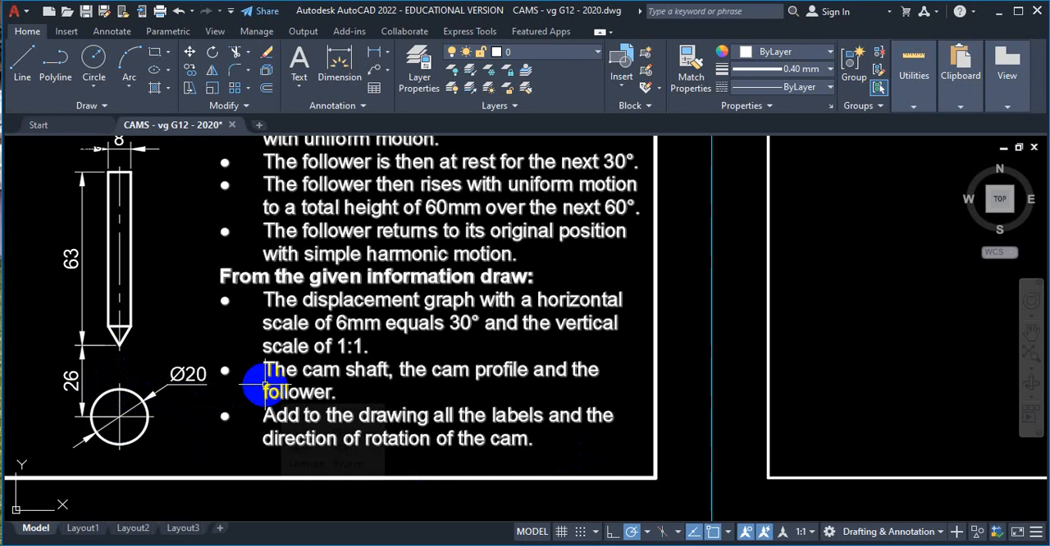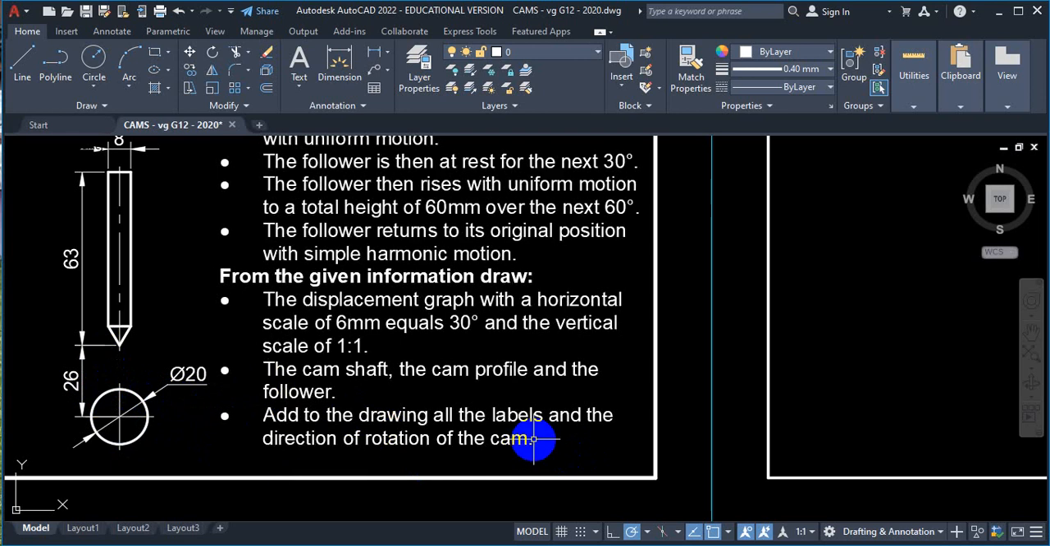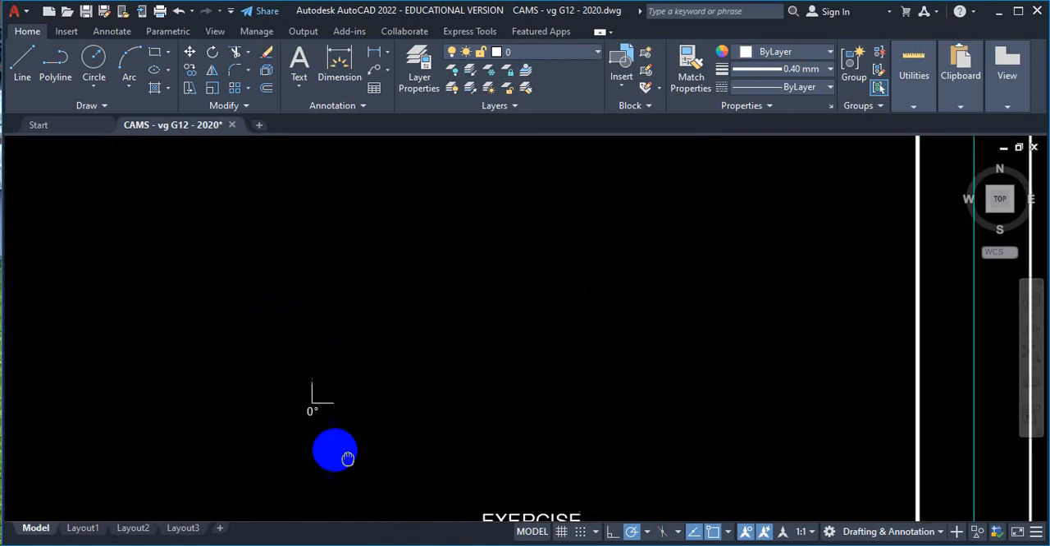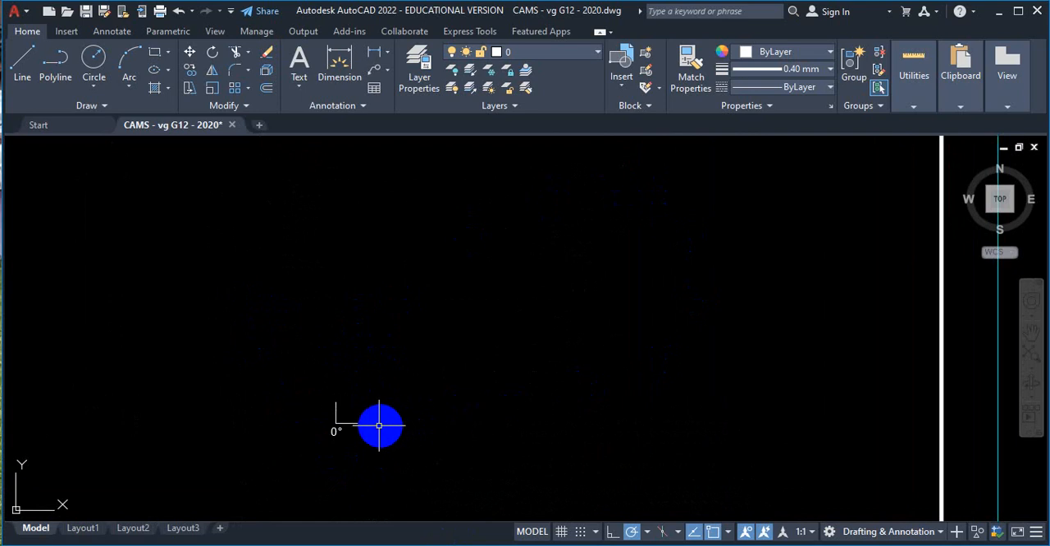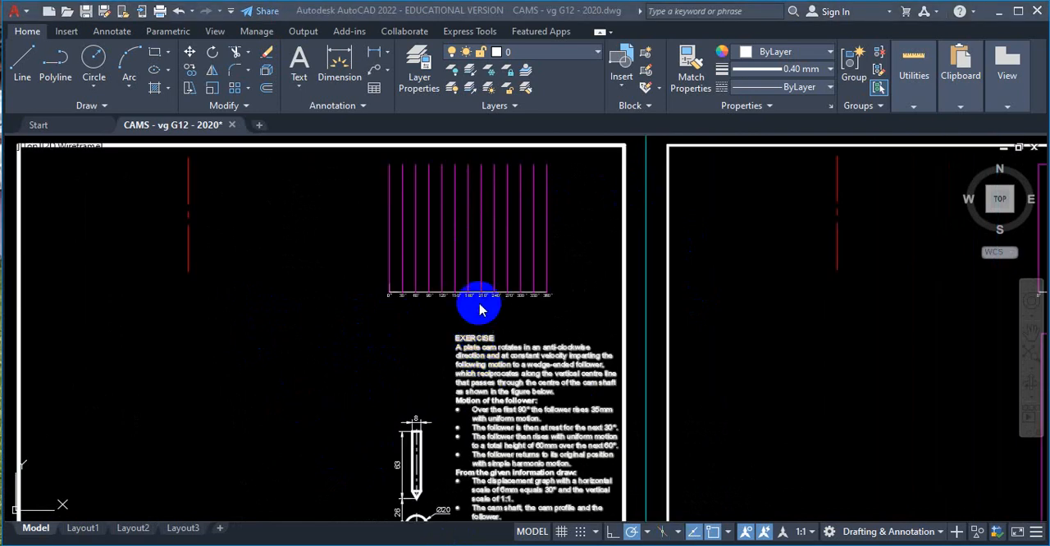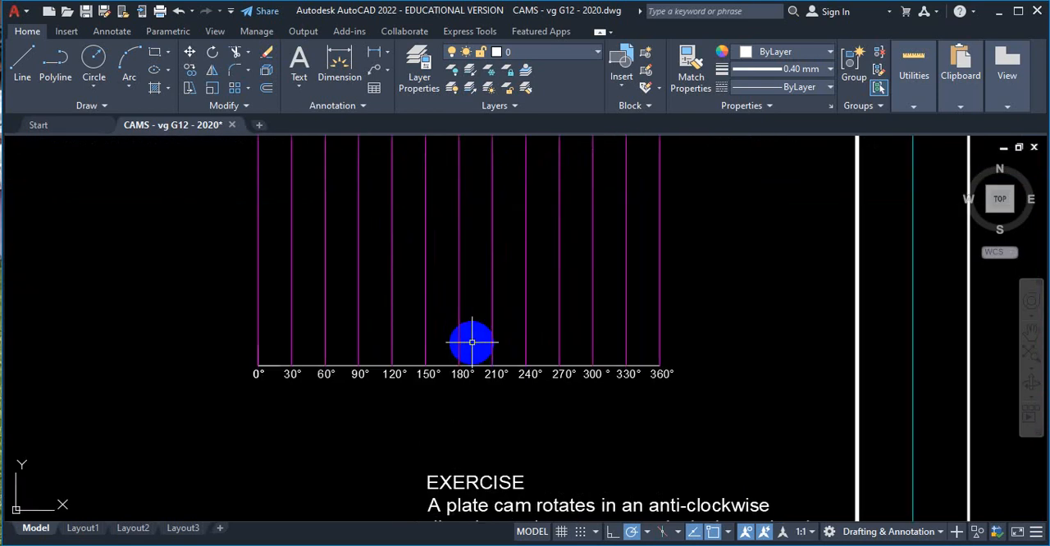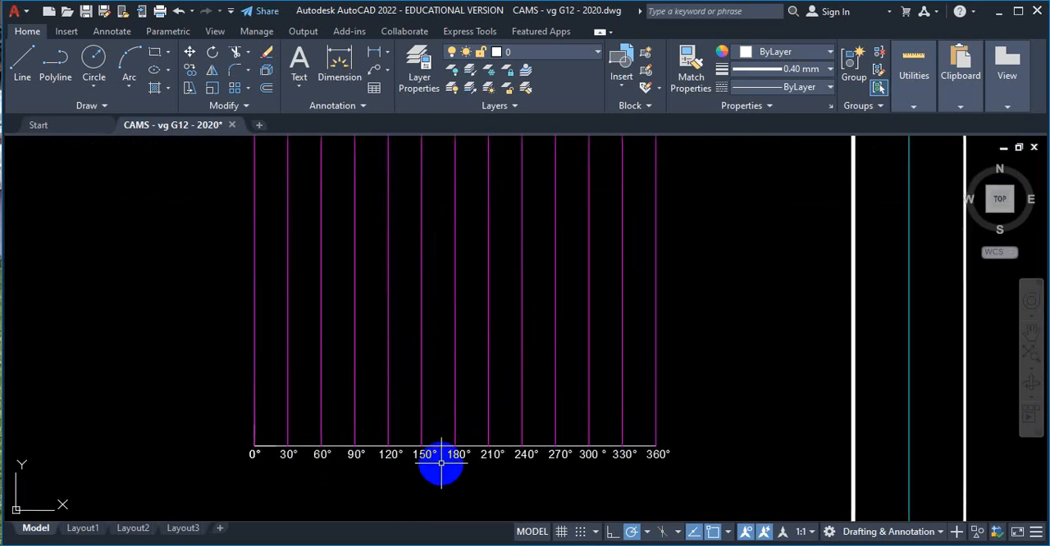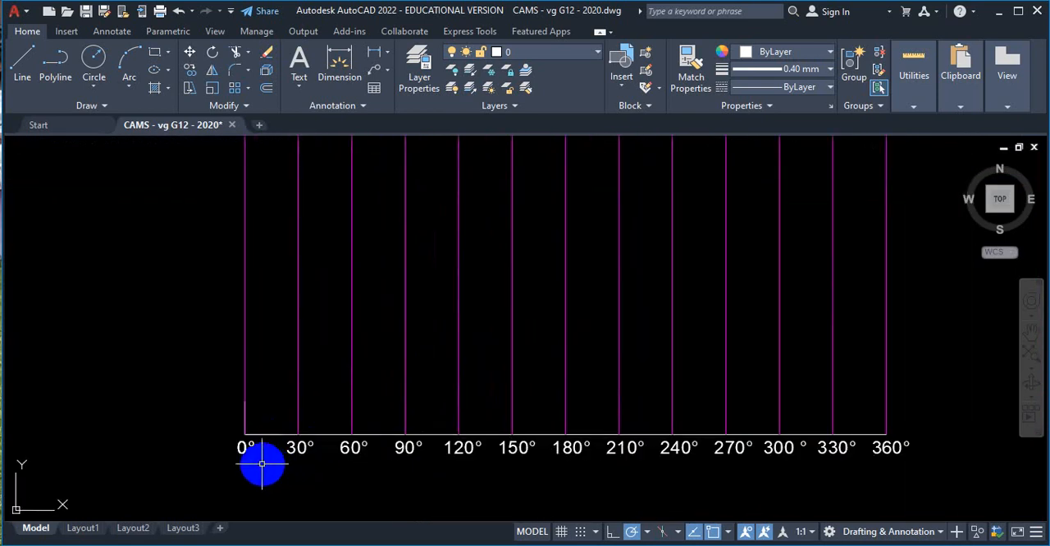Then what we'll do is we're going to do all the drawings, and add to the drawing all the labels and the direction of rotation of the cam. Now we need to deal with 6 millimeters equals 30 degrees. So we're going to draw the displacement graph in this position here, starting from 0 degrees. So we need to draw that. Now you have drawn these vertical lines, which we said 6 millimeters equals 30 degrees.